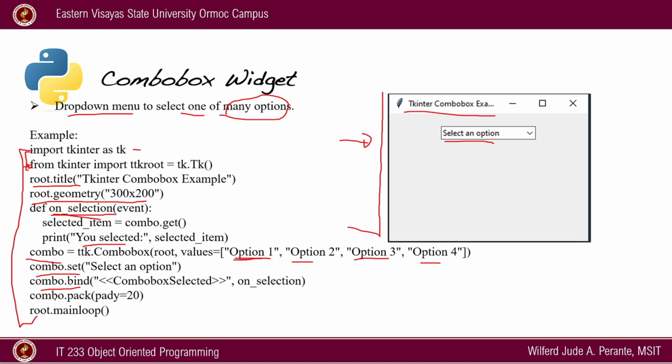So while the combo pack naman is for the layout only of our combo box. So now the statement root dot main loop is to start, to run our TKinter. So if you run the program, ito yung output niya.